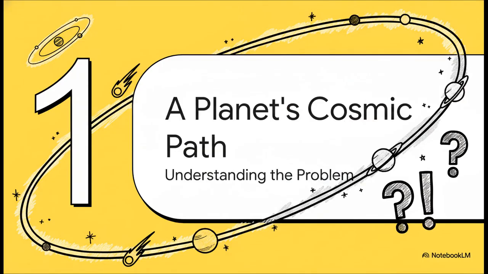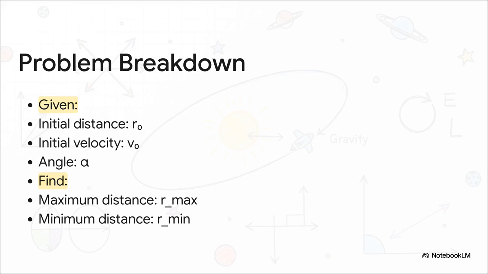Right, first things first. Before we write a single equation, we have to clearly lay out what we know and what we're looking for. Honestly, this is the most critical first step for any physics problem. So the problem hands us three key pieces of info at that one instant. We've got r0, or r sub 0, that's our starting distance. We have v0, the initial velocity, and we have alpha, which is the angle between the distance and velocity vectors. Our whole mission here is to take those three things and find the two big numbers we're after, r max, the farthest the planet ever gets, and r min, the absolute closest it gets.